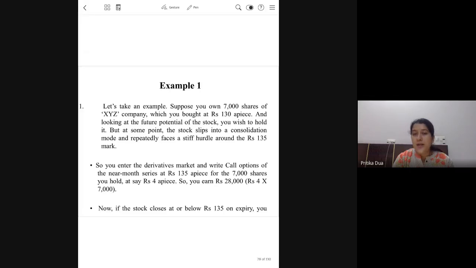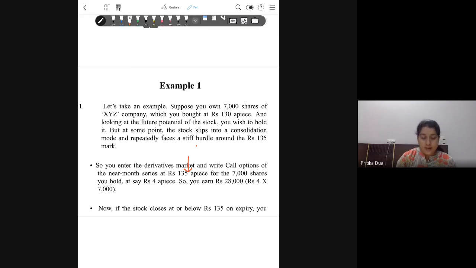You enter into the derivative market and you write the call option on this share at rupees 4 per share. So 4 per share is the premium that you are making. The exercise price on this option contract is 135, and by writing the call option you are earning rupees 28,000, which is 4 rupees per share on the 7,000 shares. Now, if the stock closes at or below 135 on expiry.